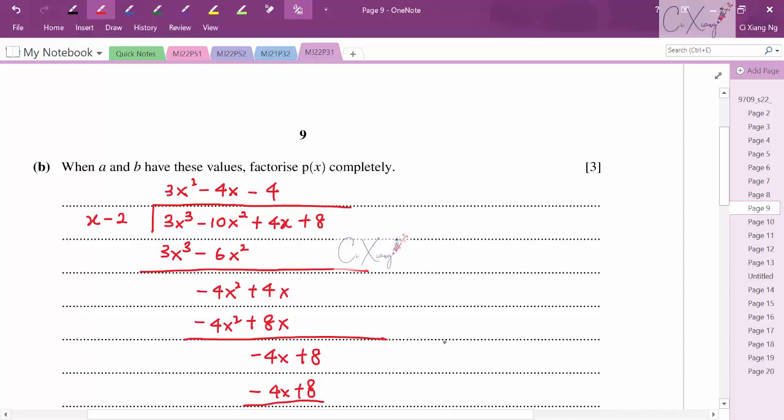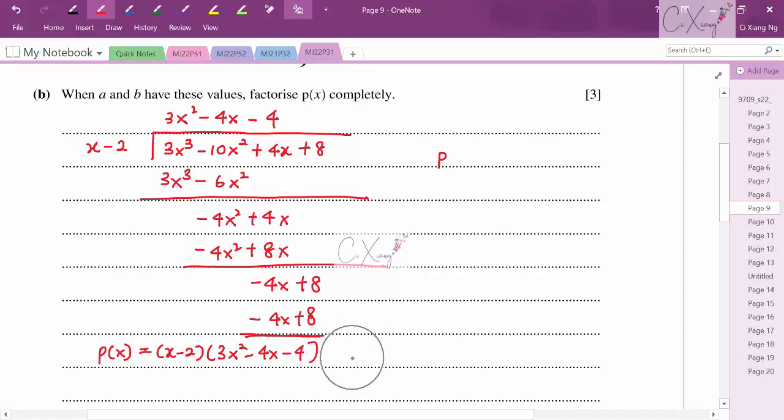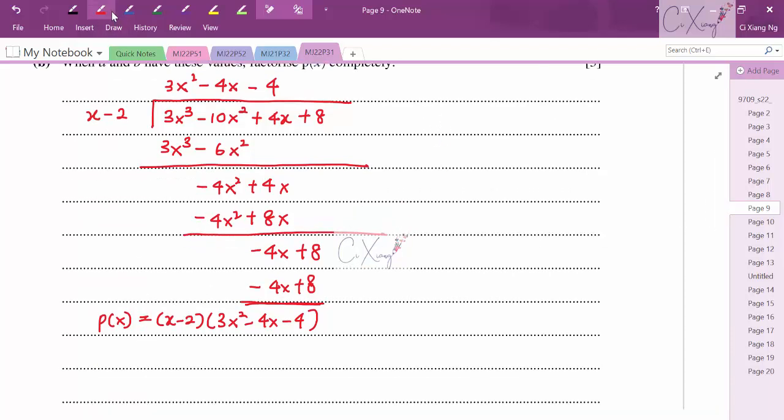So you can see that we don't have any remainder for this long division, which is correct because we shouldn't have any remainder if the polynomial is divided by the factor. Since we already know that this is the quotient and this is the divisor, therefore p(x) can be expressed as the divisor multiplied with the quotient. There's no plus remainder at the back because the remainder is equal to 0. Now you can further simplify this polynomial. x minus 2 is the original factor that we have, and then we can try to factorize the quotient.